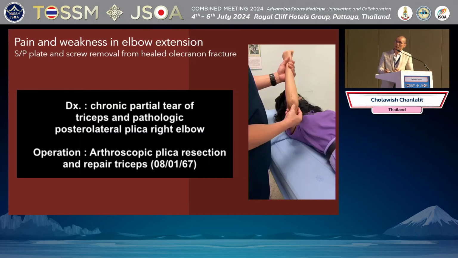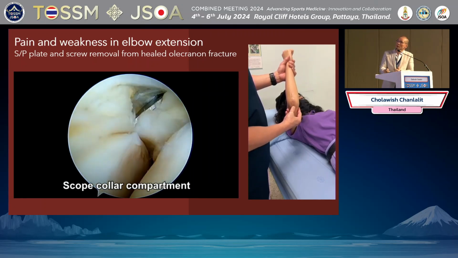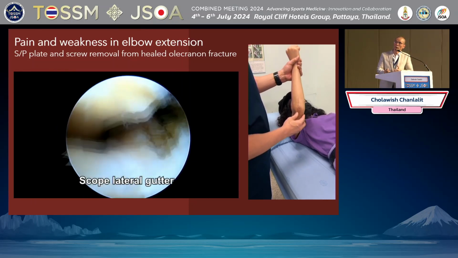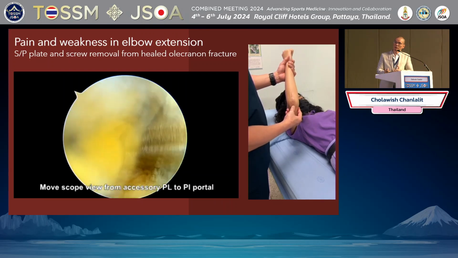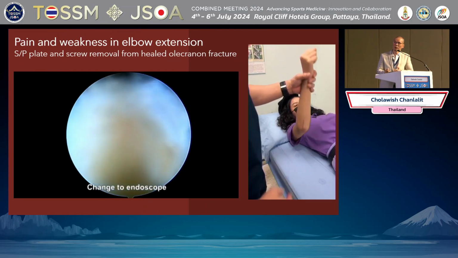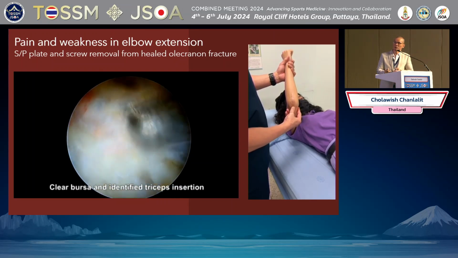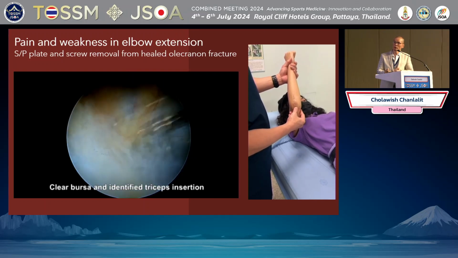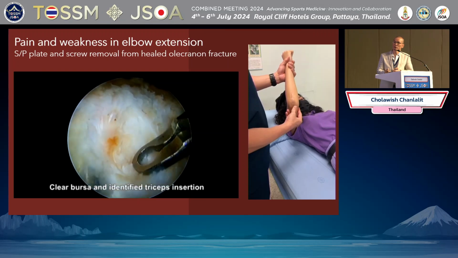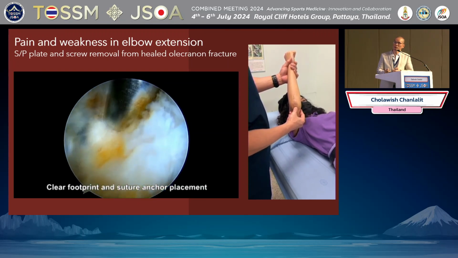Another case has tender, painful pain at the back of the elbow, after she had the implant removed from treatment of an olecranon fracture. Again, we check. I think the video has some problem, but whatever, let's move on. You see that even though she got the diagnosis, I think her clinical picture does not have instability, so I didn't do the LCL reconstruction. But we just remove the plica and scar tissue inside the elbow, and then move to the endoscopic, and we found that the tricep was ruptured inside. So I put in a suture anchor, then repaired the tricep back.